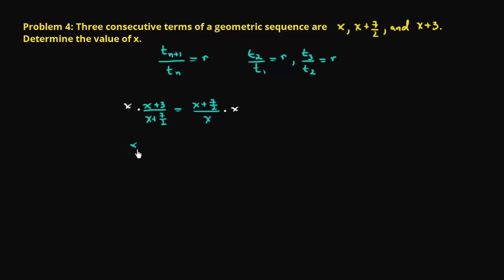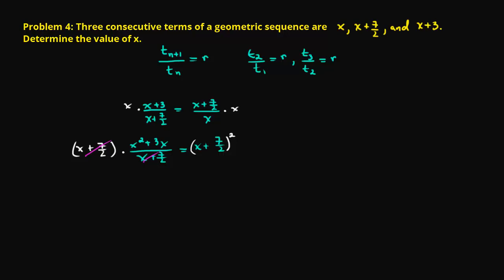Let's write this as x. If we distribute x into the numerator, I've got x squared plus 3x divided by x plus 7 over 2, and that's equal to x plus 7 over 2. Now I can multiply both sides by x plus 7 over 2. If I multiply x plus 7 over 2 by x plus 7 over 2, I just get x plus 7 over 2 squared. These factors divide out.